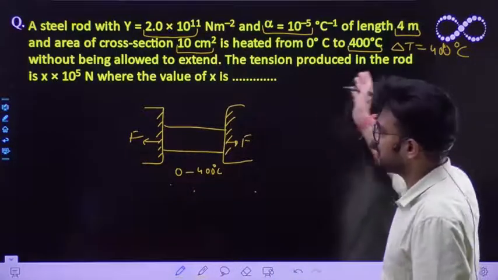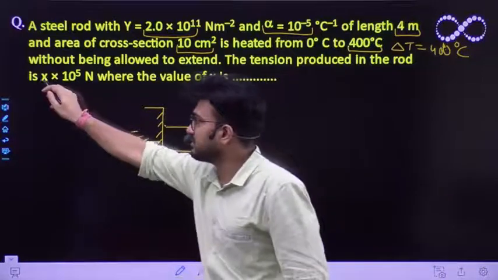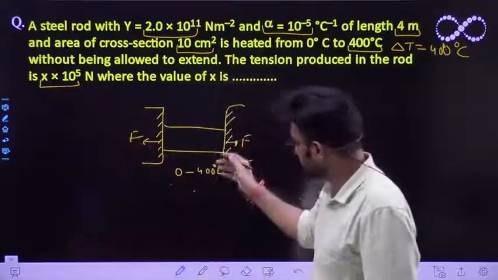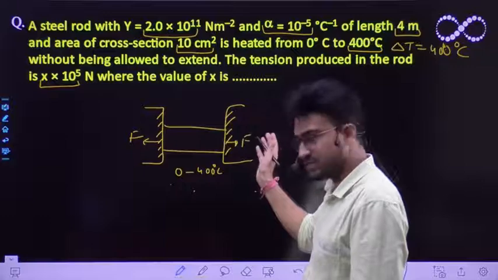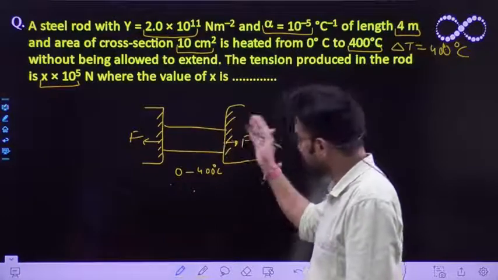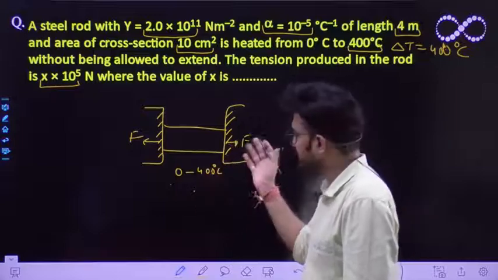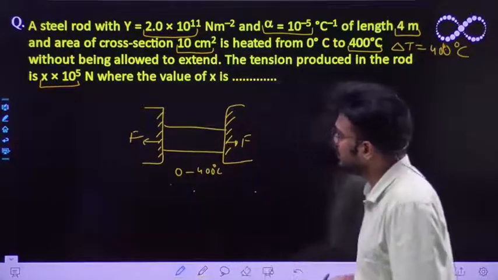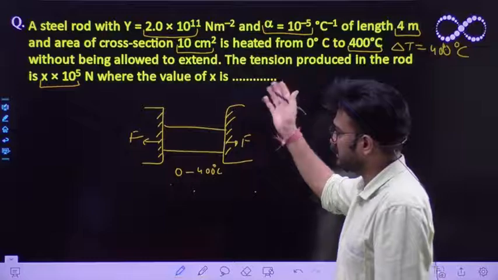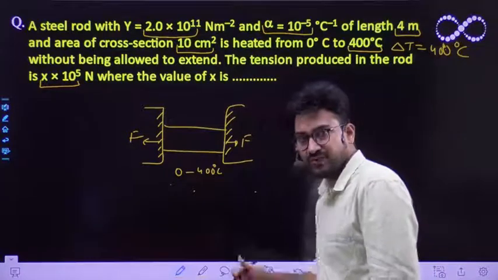The tension produced in the rod is this much. So the tension in the rod, as well as the force with which it is pushing the wall, is the same. So you need to find out that tension, that force, where the value is x. So you need to find out the value of x.